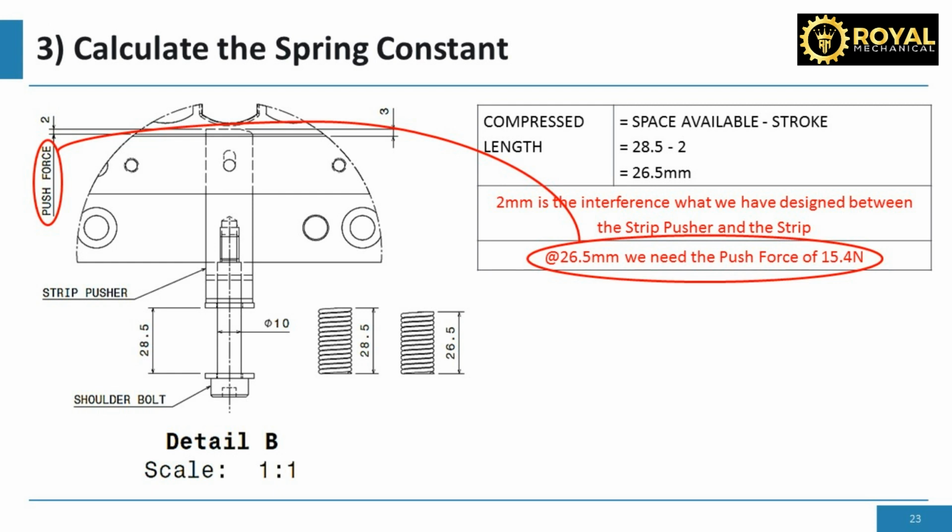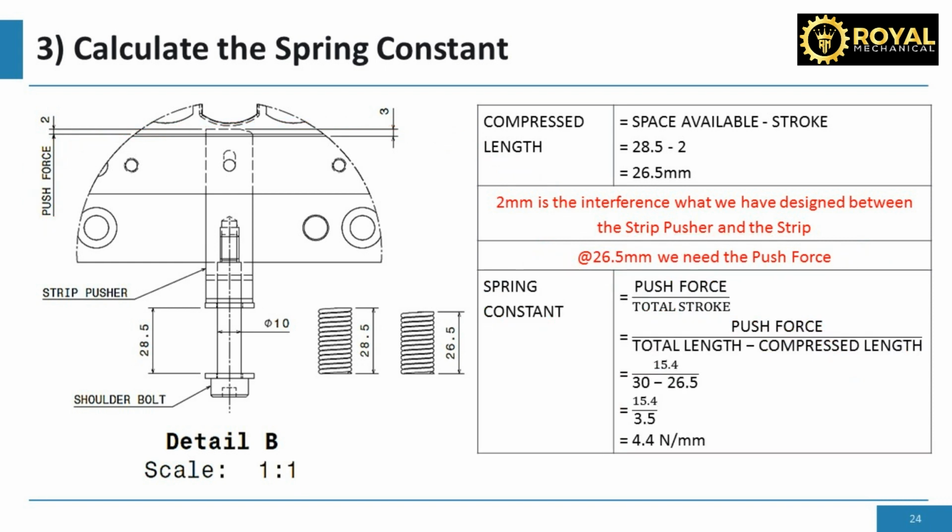Also, note, at 26.5 mm, we need the push force of 15.4 newtons. The spring constant can be calculated by dividing the push force by the total stroke. Total stroke is the difference between the total length and the compressed length of the spring. 15.4 newtons divided by 3.5 millimeters, we get the spring constant as 4.4 newtons per millimeter. Hence, we need to select a spring with spring constant 4.4 newtons per millimeter or more.